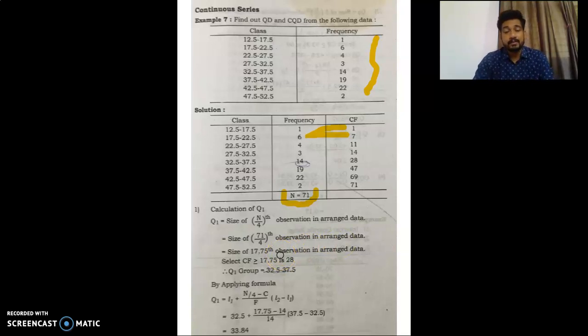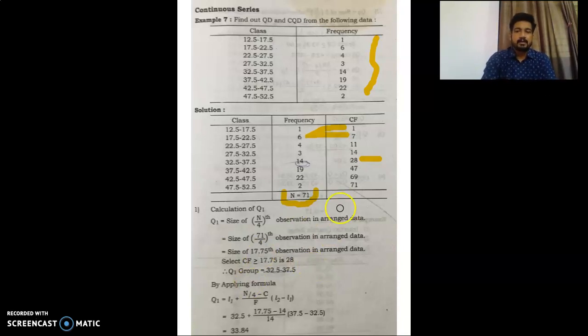Now we have to locate that 17.75th item in the cumulative frequency column. After locating it, it will be 28, because 14 is less than 17.75, and 28 is greater than 17.75.